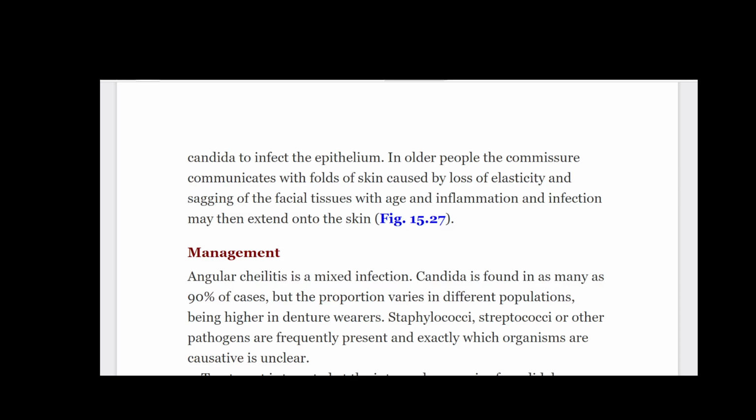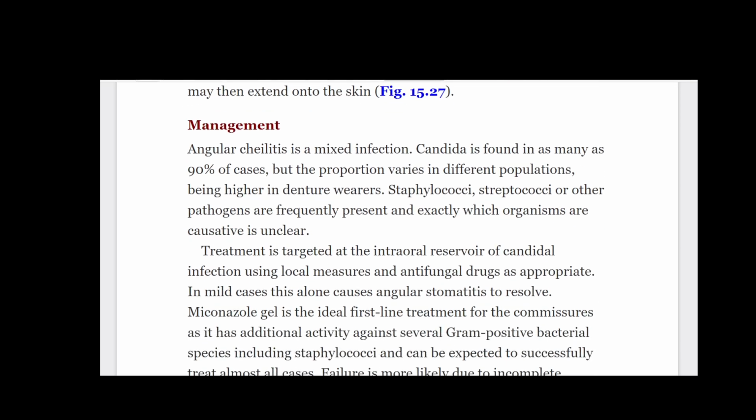Miconazole gel is the ideal first-line treatment for the commissures as it has additional activity against several gram-positive bacterial species including staphylococci and can be expected to successfully treat almost all cases. Failure is more likely due to incomplete treatment of the intraoral infection, but if this appears controlled, changing to 2% fusidic acid cream for the angles on assumption of staphylococcal or streptococcal infection is logical.